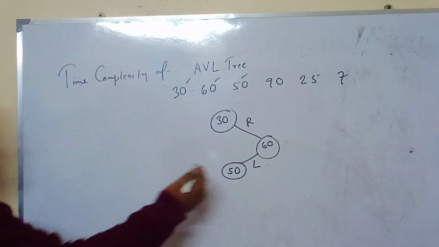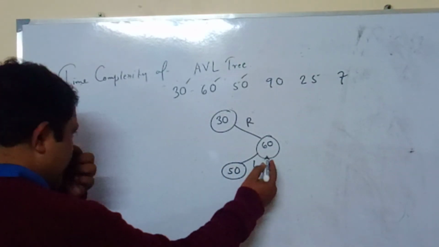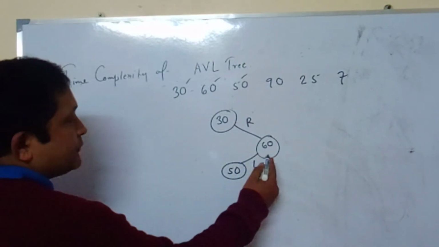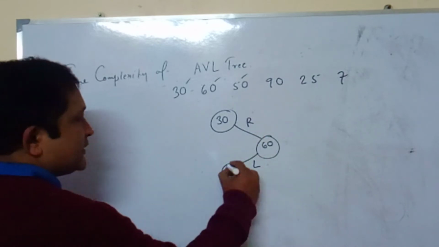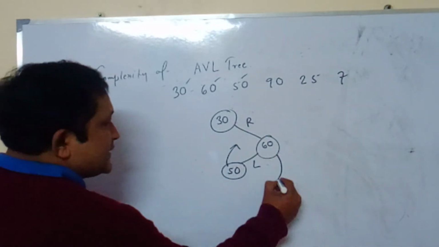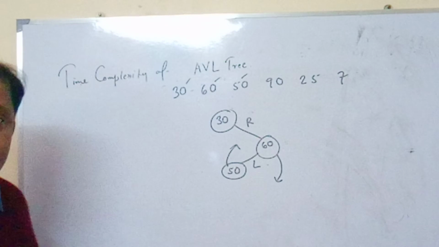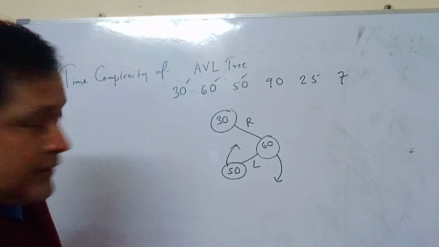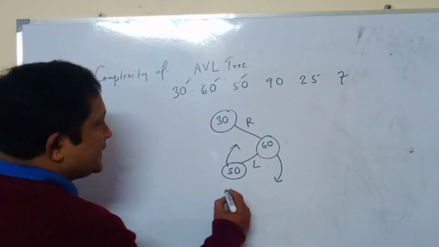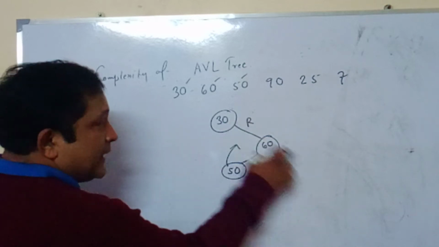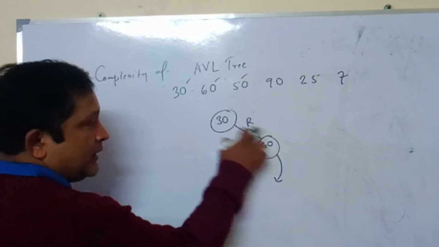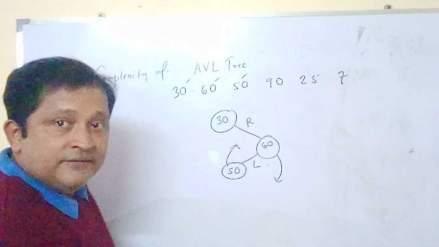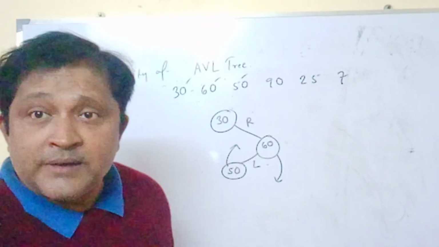Suppose this 50, we are starting with this. When there is a left, we have to go for the clockwise rotation. This means clockwise rotation, as we discussed in the last video. So by doing so, first we have to convert it into the RR unbalanced tree.